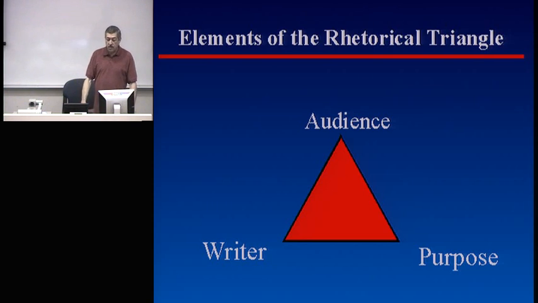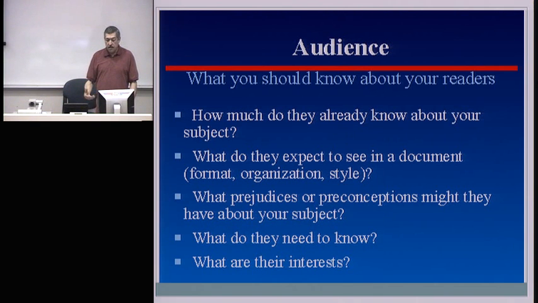And this is the rhetorical triangle, which you should remember from your undergrad classes. You have the writer, the audience, and the purpose. To define all these, your audience is what you should know about your reader. You definitely want to write to them. So you want to know how much they already know about your topic. You want to know what they expect to see in this documentation as far as the format, the organization, and what style you're using. And it also addresses what prejudices and preconceptions they might have about your subject, what they need to know about your topic, and what their interests might be.